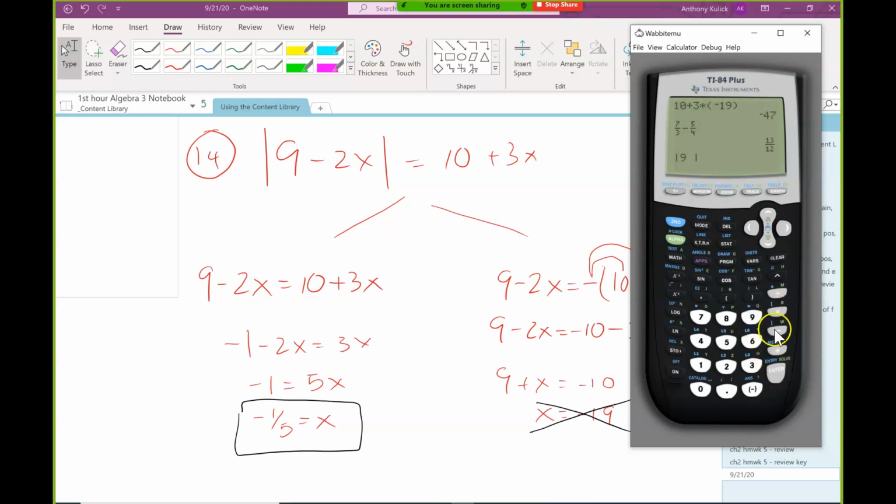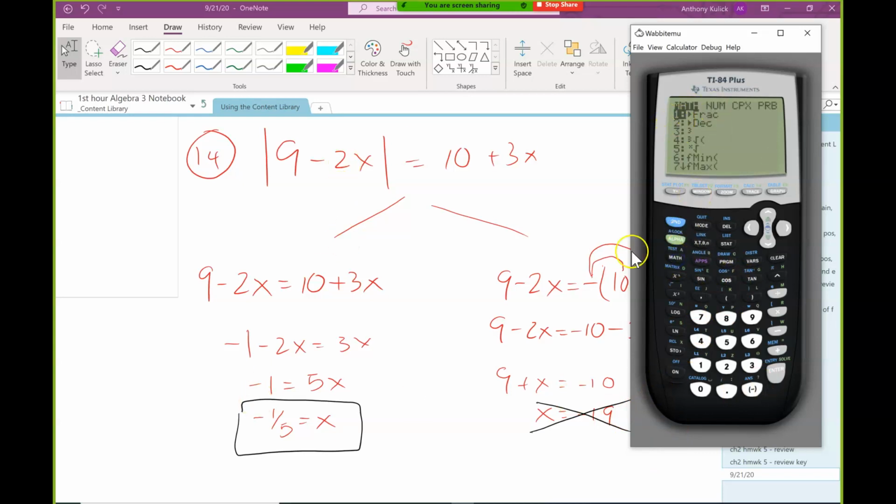So 9 minus 2 times negative 19. So that gives me 47. And then I have 10 plus 3 times negative 19. And that gives me negative 47. So yes, the negative 19 didn't work. I discarded that correctly, I remembered.